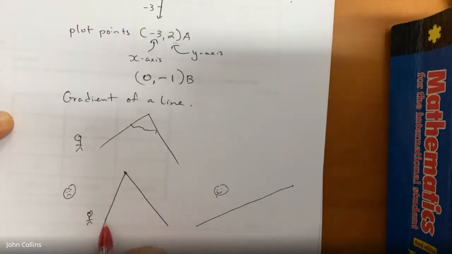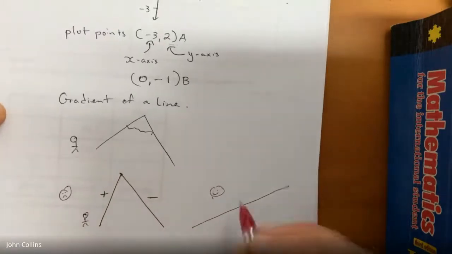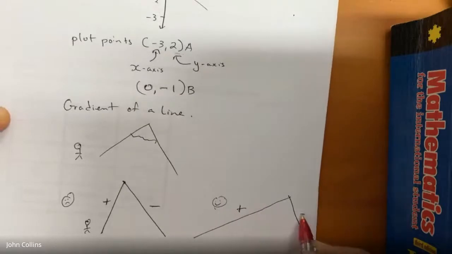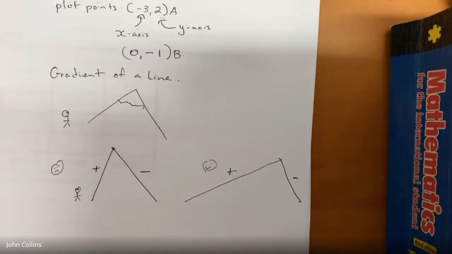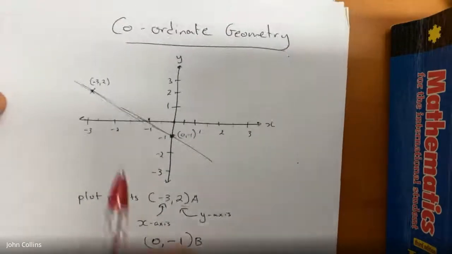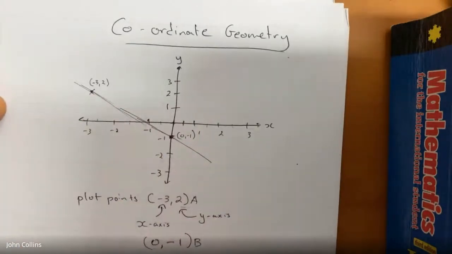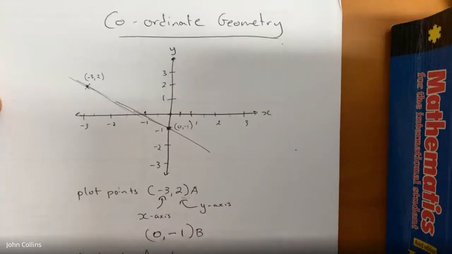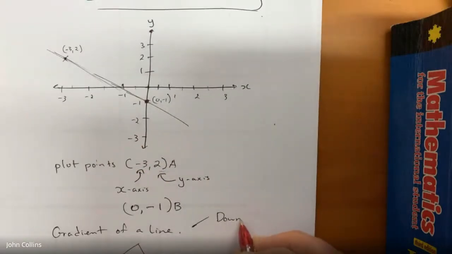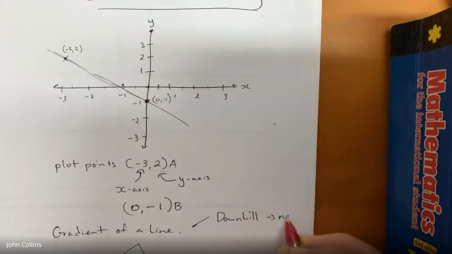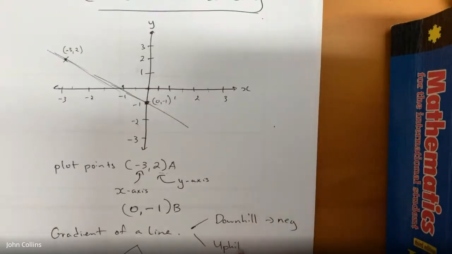Going up will have a positive gradient, and going downhill will have a negative gradient. So this would also be positive, and when you start to go down, it would have a negative gradient. You read gradient or slope from left to right. So you always approach the mountain or the line from left to right. If I look at the one I've drawn, if I approach it from left to right, it's downhill. So this gradient is automatically a negative number. So the gradient of a line downhill is negative, and uphill is positive.